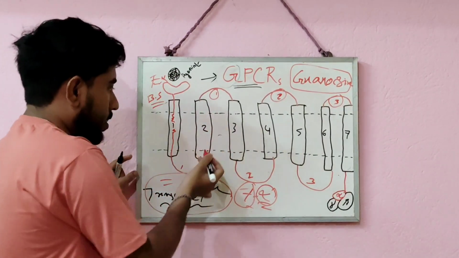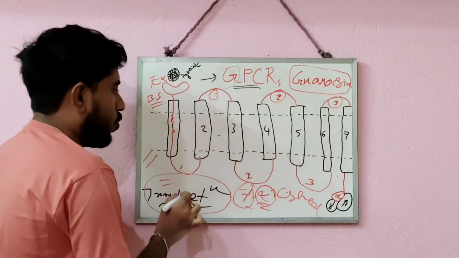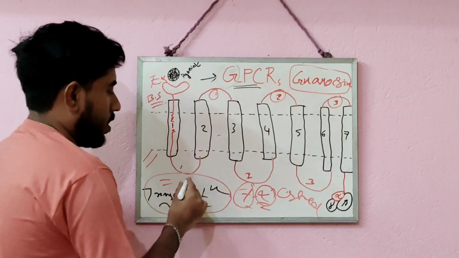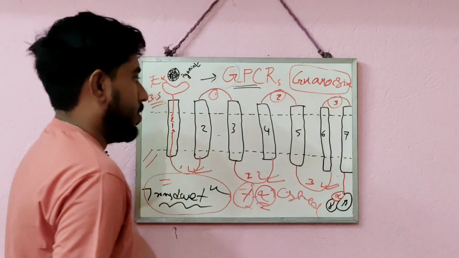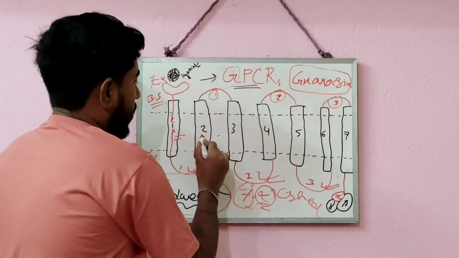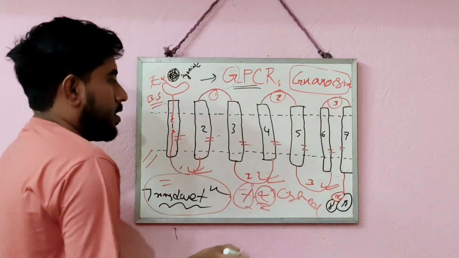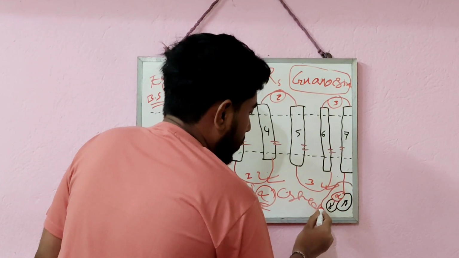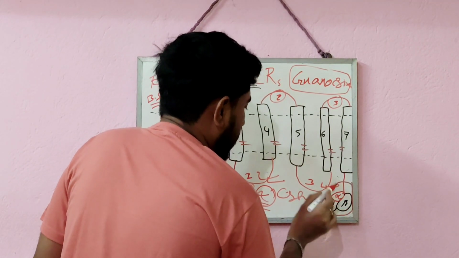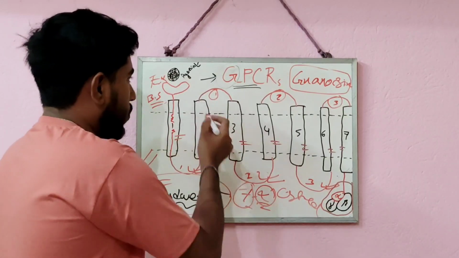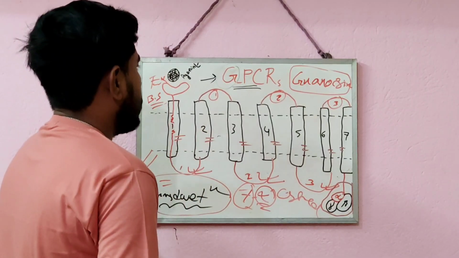Inside the cell, which is called the cytosol, there are also intracellular domains. In that also 3 loops are there, intracellular domain number 1, number 2, and number 3. Here 7 alpha helical membrane segments are present, and with that a trimer of 3 subunits is present, the alpha subunit, beta subunit, and gamma subunit. We will discuss them one by one when we discuss the mechanism of action of GPCR, or G protein coupled receptor.